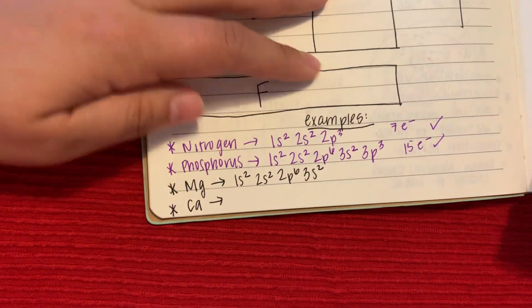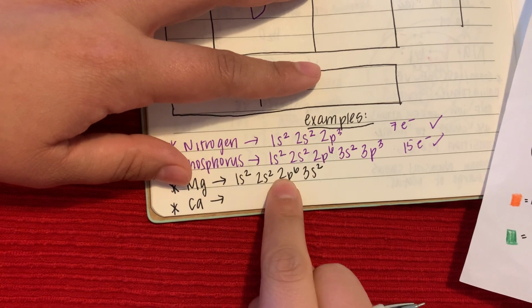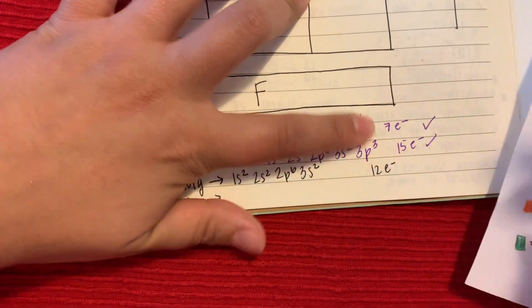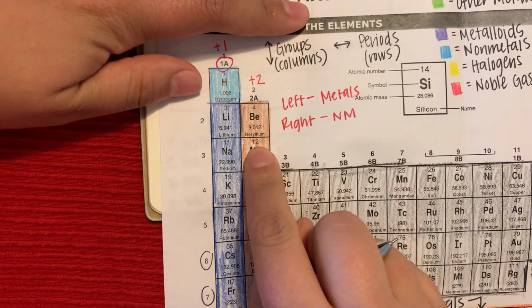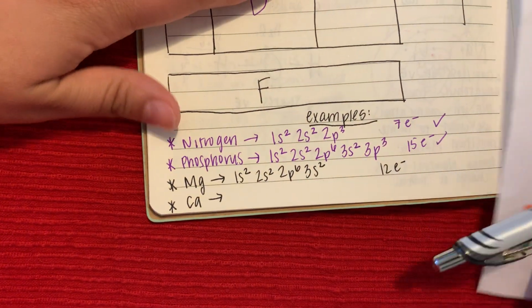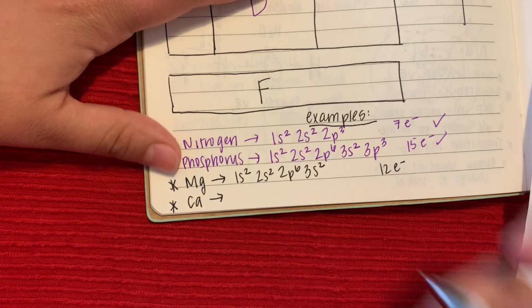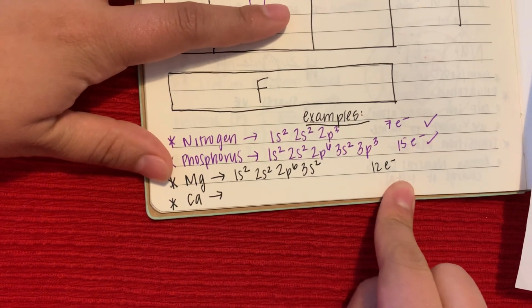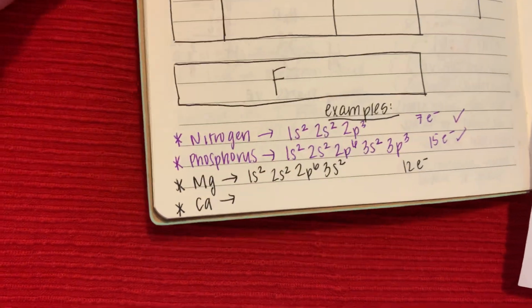Okay. Count up all of your electrons. So we have 2 plus 2 is 4, plus 6 is 10, plus 2 is 12. So we have 12 electrons. If you check yourself, magnesium is atomic number 12. We're good. That's it. Okay. So calcium, I want you to do that on your own. And it's going to be longer. Okay. But that's the pattern, guys.